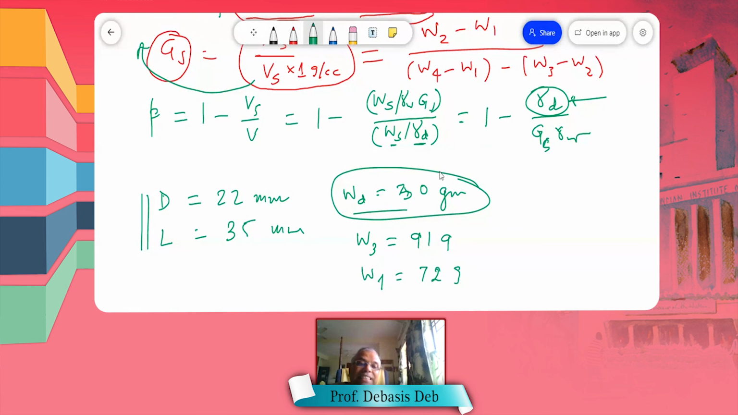And in this case, the porosity has come about 17%. So 17% of that soil's volume is porous. Of the total volume, 17% is pore volume, or the volume of void. All right.